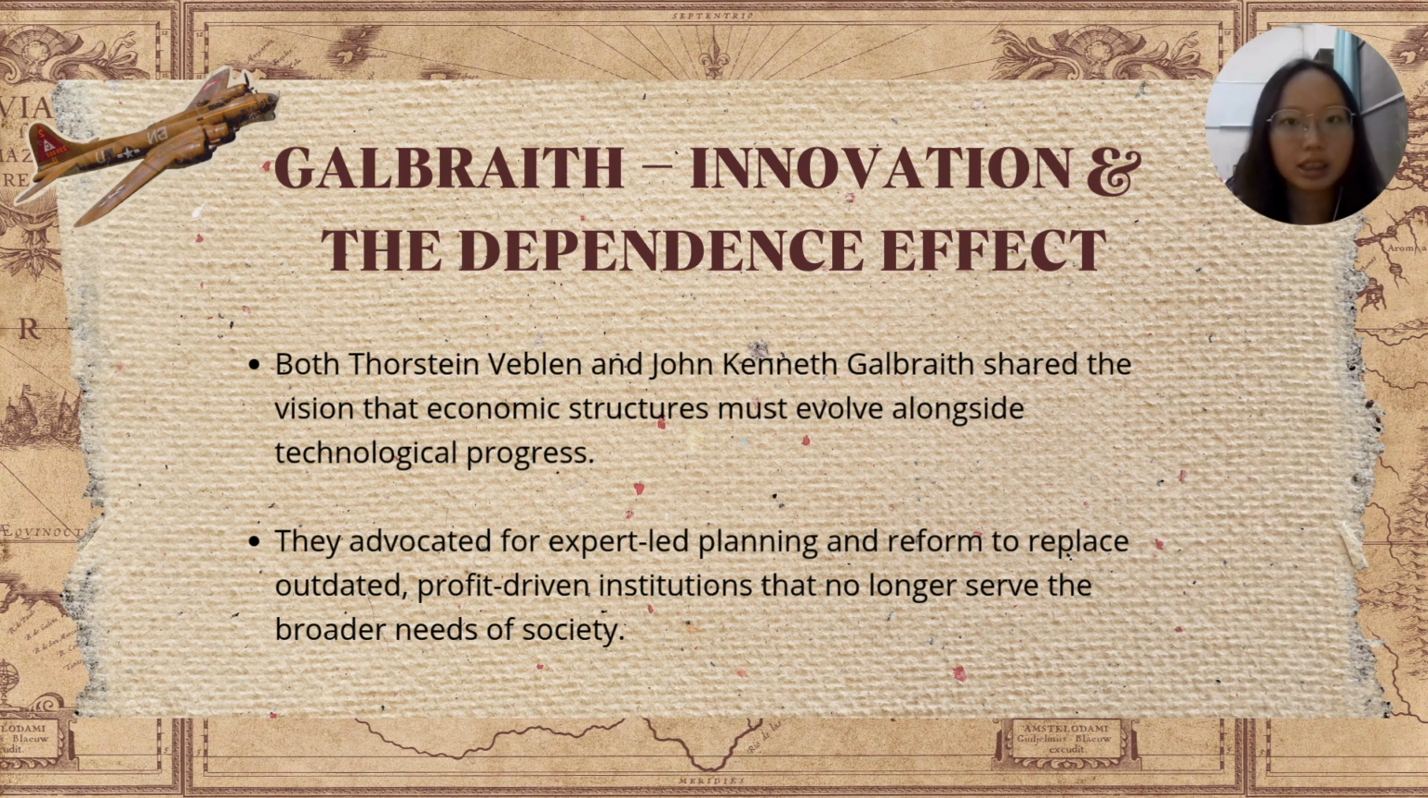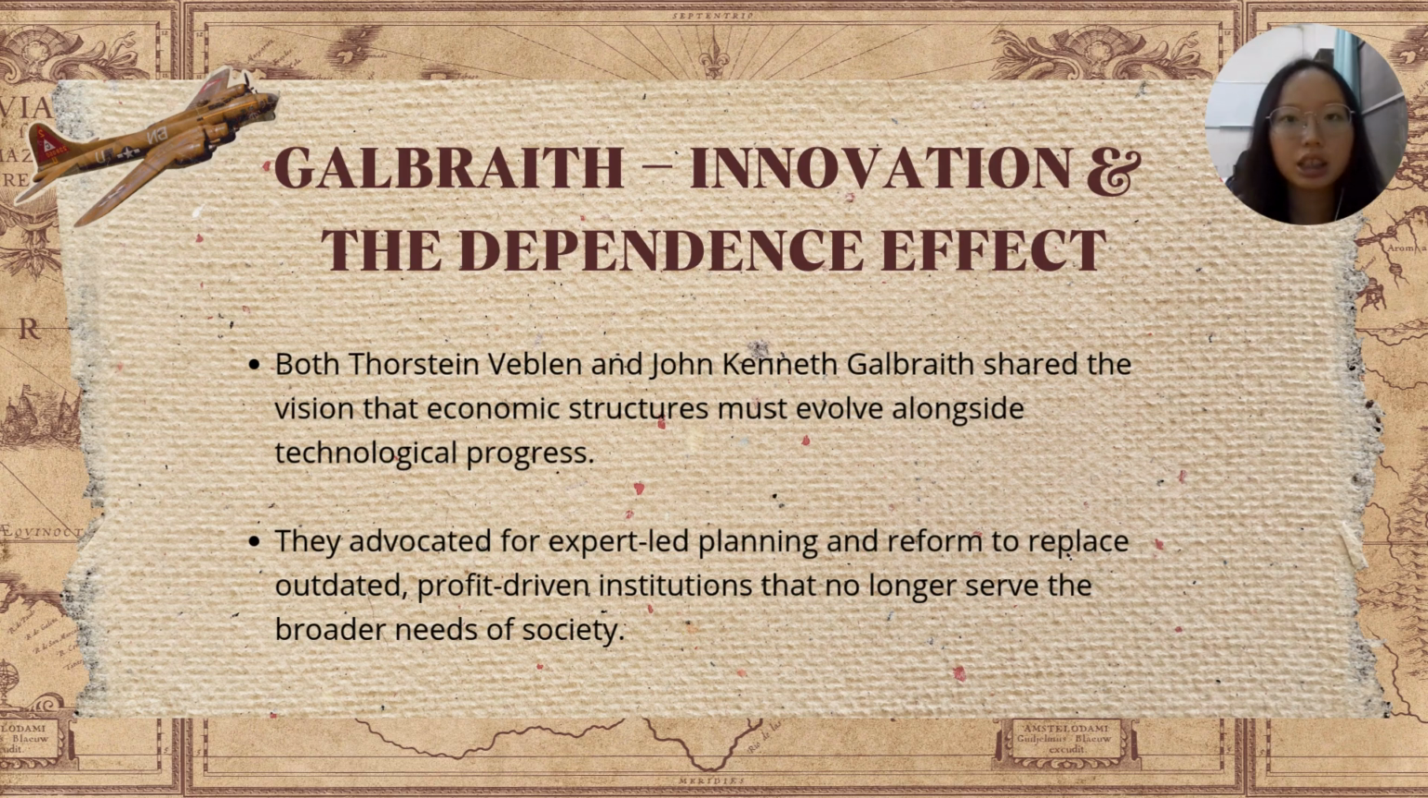Despite writing in different eras, Veblen and Galbraith share a common vision. They believe that economic institutions must evolve in step with technological and social progress. Both thinkers recognize that the capitalist system as it currently operates is dominated by outdated structures that prioritize private gain over public welfare. They argue that expert-led planning guided by knowledge rather than profit is essential to overcoming these flaws.